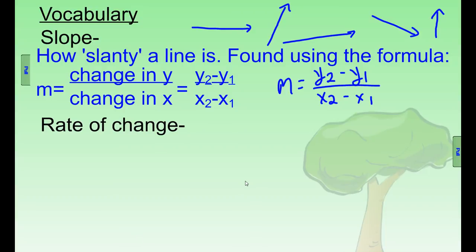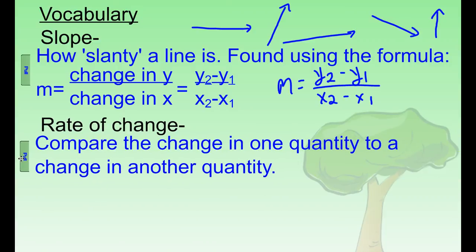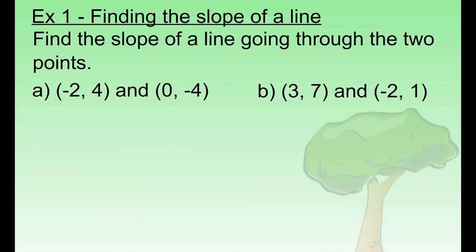The other vocabulary word we have here is rate of change. A rate of change compares the change in one quantity to the change in another. So it could be the amount of money spent versus time. Comparing any two quantities together is a rate of change. How one thing changes with respect to another. So let's get right to it.